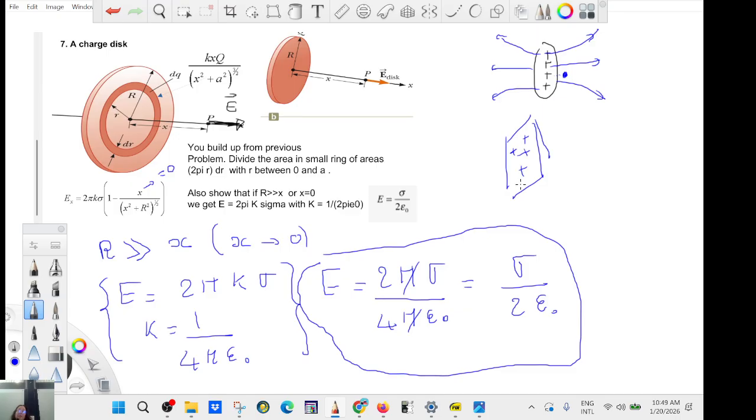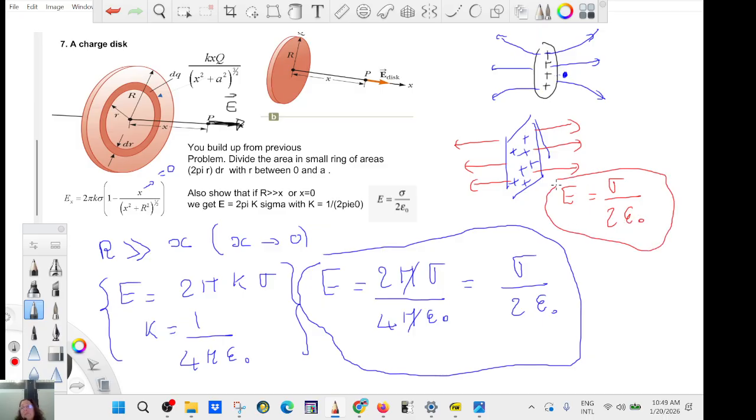Flat. If you have a square, the electric field will look like this. Away, away, away, very close to it. The magnitude will be sigma over 2 epsilon 0, and it doesn't depend on the distance. Are you with me?